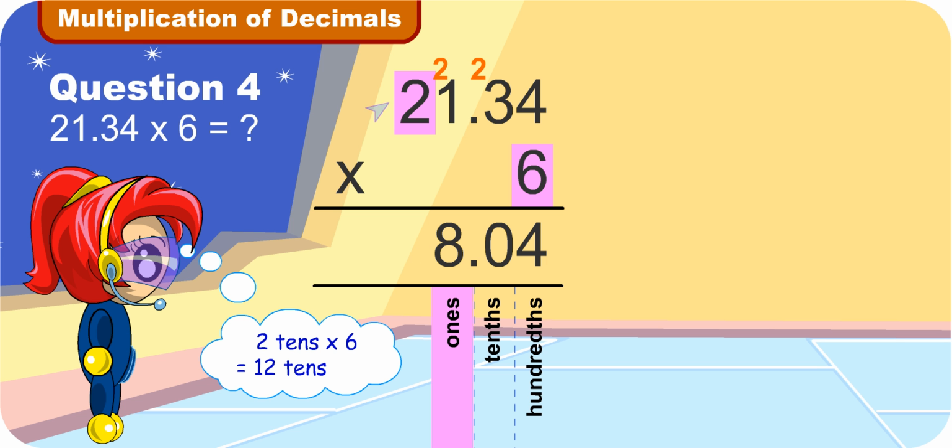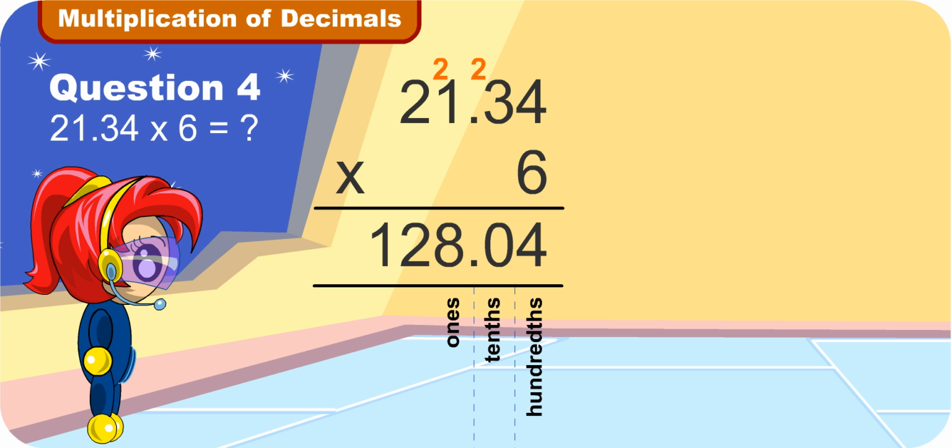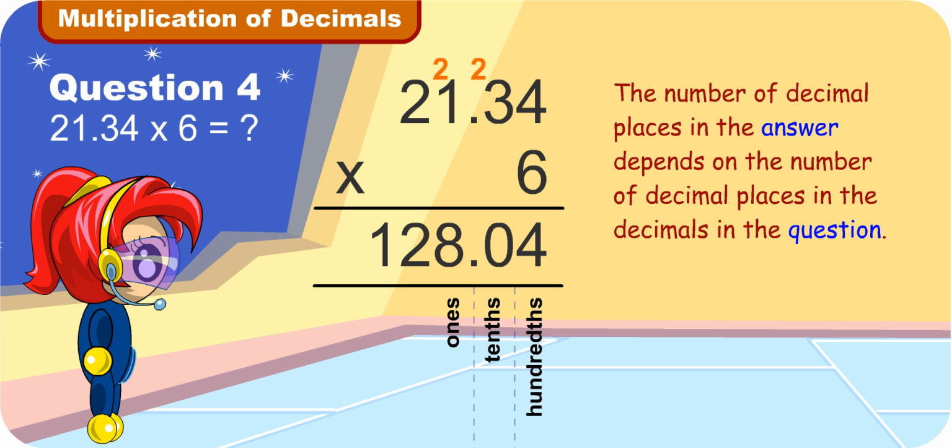Finally, 2 tenths times 6 to get 12 tenths. The answer is therefore 128.04. Very good. Splendid, you can do it right. And you are very right too. The number of decimal places in the answer depends on the number of decimal places in the decimals in the question.